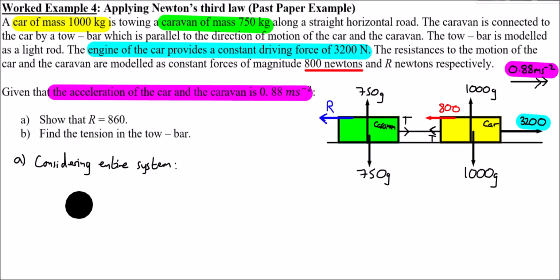So total forces for this entire system going forward. Well, the only force going forwards, which isn't one of these forces here which cancels, is just the force of the engine driving the car and the system forward. So that's 3,200 newtons pushing forwards. Now, pushing back, resistive forces, we've got two main ones. We've got R and we've got the 800. So we can label both on. So that's going to be R and, of course, the 800.